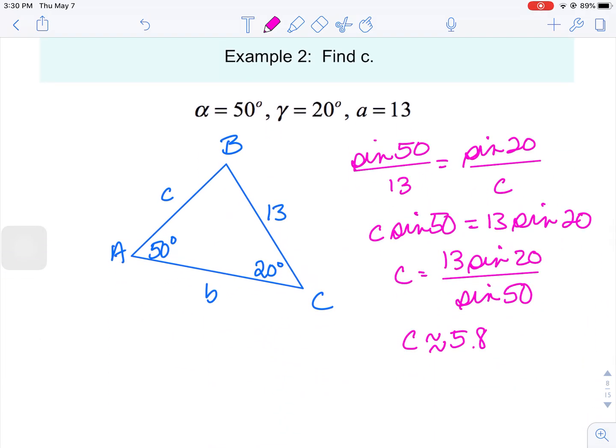So you can see that I've drawn my generic triangle, and I was looking for side C, so I did sine of 50 over the opposite side 13 equals sine of 20 over its opposite side C. I cross multiplied. I divided both sides by sine of 50. I plugged into my calculator. I got 5.8.